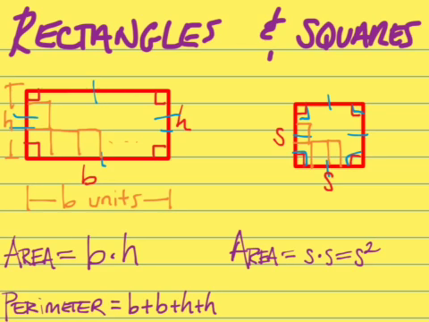Well, if I go all the way around, if I start here in this corner, I go b plus h plus b plus h. If I simplify my terms, b plus b is known as 2b, h plus h is known as 2h.